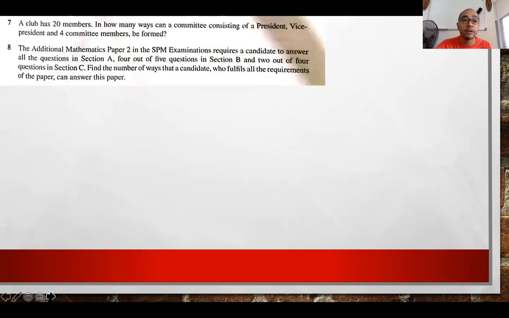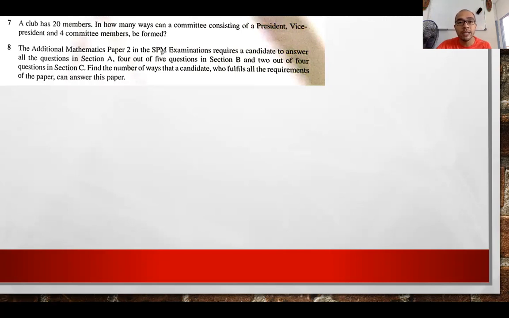Let's take a look at a slightly more complicated one. A club has 20 members. In how many ways can a committee consisting of a president, a vice president, and 4 committee members be formed? I want you to read this question first, and try to answer it first. Show me your answers on the whiteboard, and then we'll discuss.